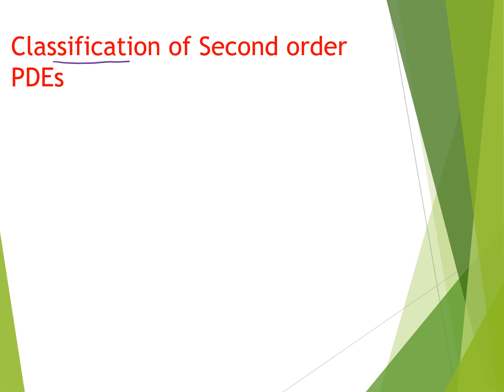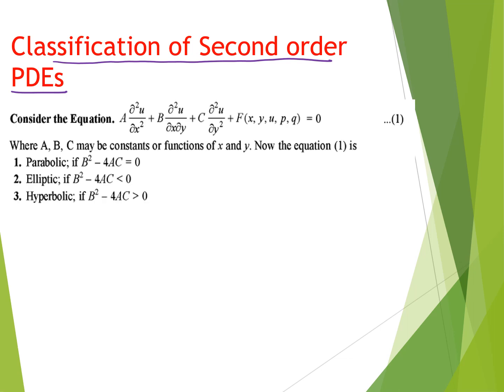Classification of second order partial differential equations. Consider a differential equation with a coefficient a with the double derivative of x, coefficient b with the derivative of x and y, coefficient c with the double derivative of y, and a function of x, y, u, p, q, etc. is equal to 0. Then we just have to focus on the coefficients a, b, c of the double derivative of x, the double derivative of y, and the double derivative of x and y.